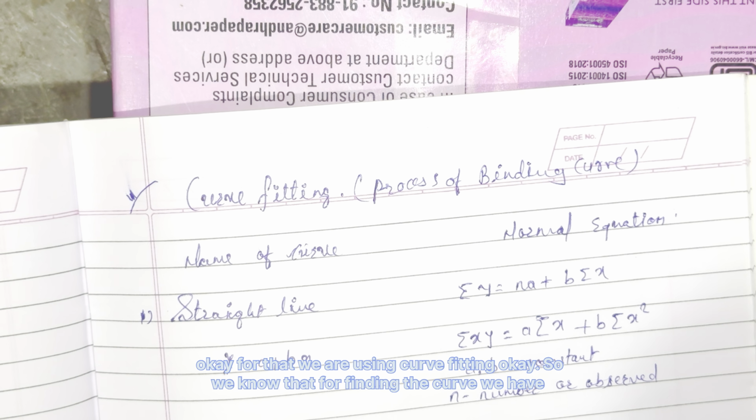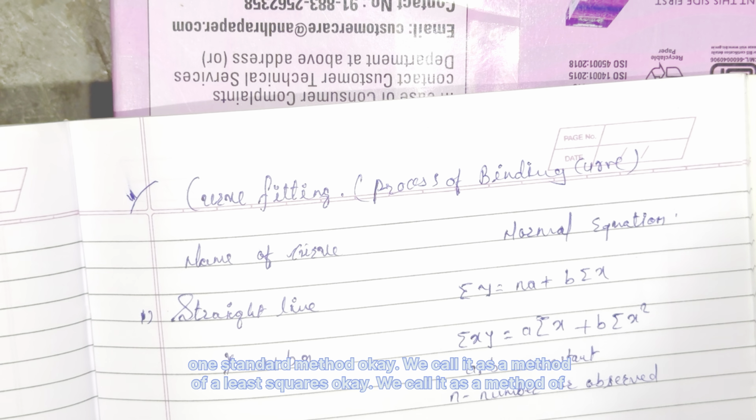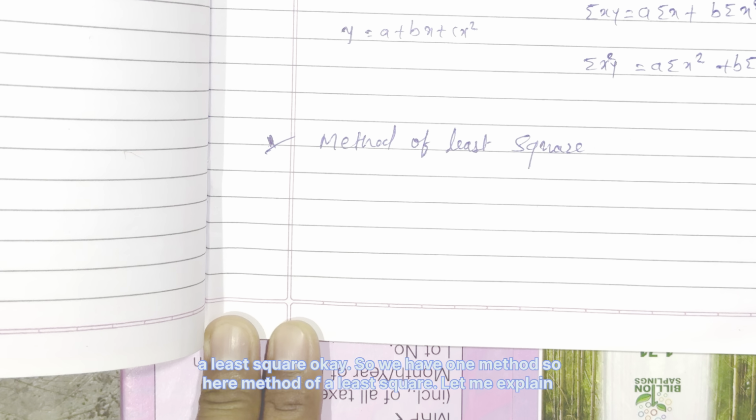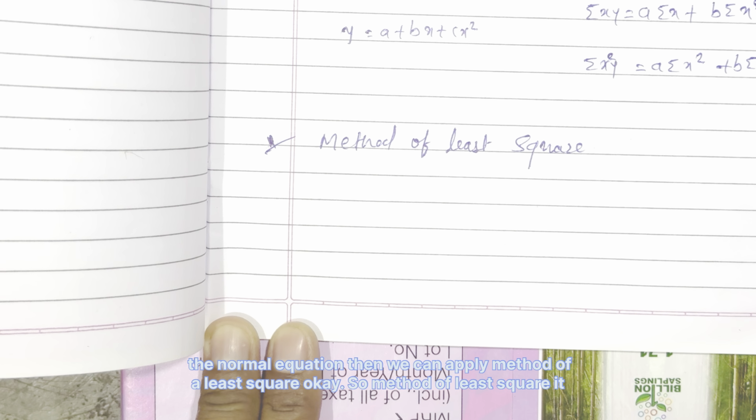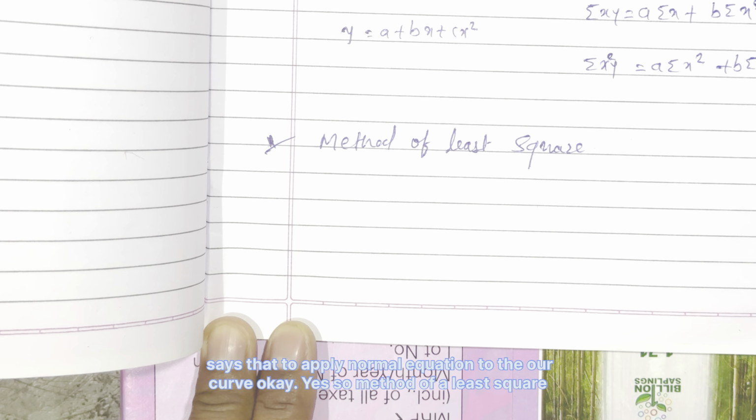For finding the curve we have one standard method, which we call the method of least squares. Let me explain the method of least squares, guys. Actually we need to know the curve and its normal equation, and then we can apply the method of least squares. The method of least squares says to apply the normal equation to our curve.